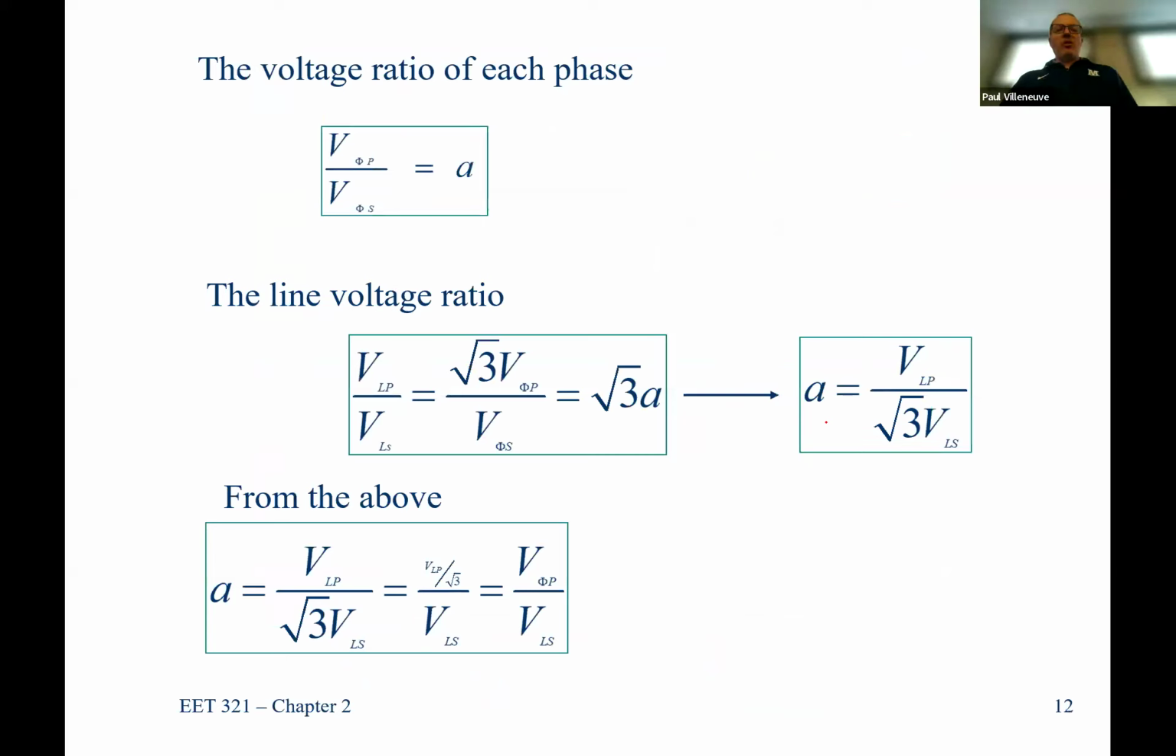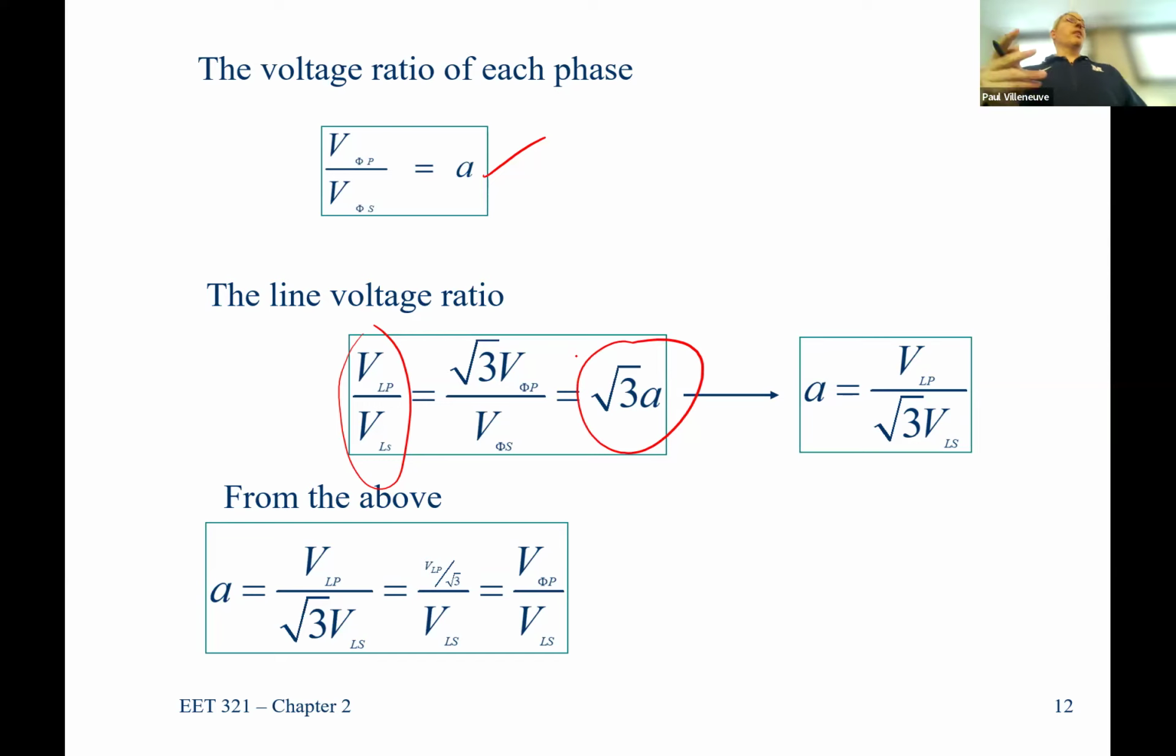Here's a couple of things about the turns ratio. When you always compare the phase to phase, this is always the case. But if you look at it from a 3-phase perspective, if you're trying to get what the turns ratio is, because my line voltage is now for 3-phase, I've got a line primary and a line secondary. You'll notice that I've got square root of 3 times that individual transformer turns ratio.